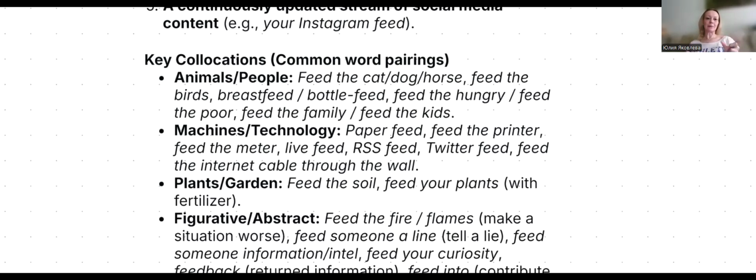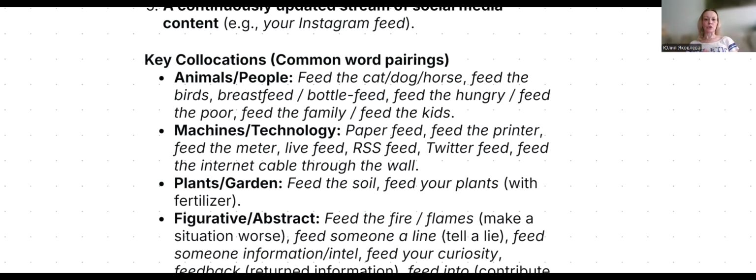Then you can feed the hungry or feed the poor. They're hungry, they're poor. Here we have an adjective used with a definite article, referring to a group of people. So the hungry means the group of hungry people, as many as we can have in our situation. The same thing about the poor. The part of the society who are poor and need help, so we feed them. Feed the family or feed the kids, yeah. In different meanings, right? Directly, like literally feeding them, or providing them, as we could read from previous definitions.